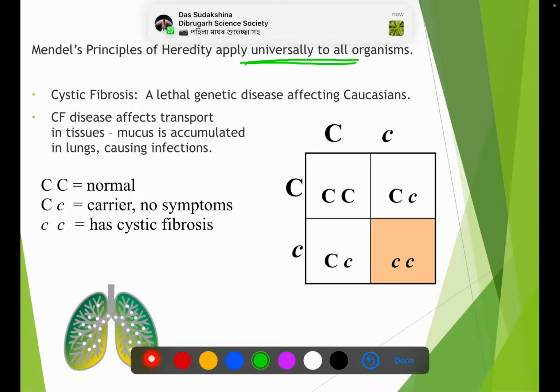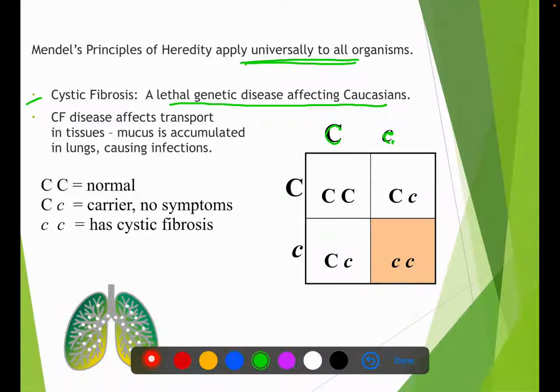Here one more example we can give is cystic fibrosis. This is a lethal genetic disease affecting Caucasians. This disease is caused by the allele c. Here we have taken the heterozygous capital C and small c. So what are the chances if both parents are heterozygous, that means the cross is between capital C small c and capital C small c? This is supposed to be the father, this the mother. These are the possible combinations: if capital C capital C occurs, then the person would be normal; if capital C small c, then a carrier; and small c small c means the person has cystic fibrosis.